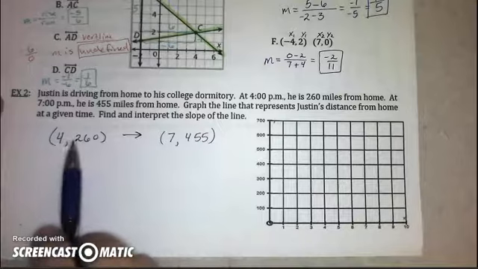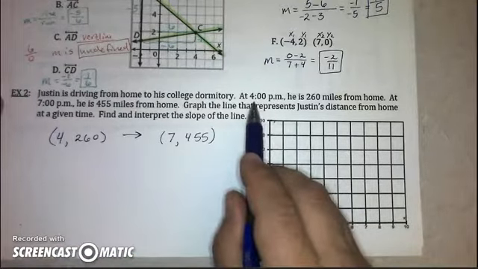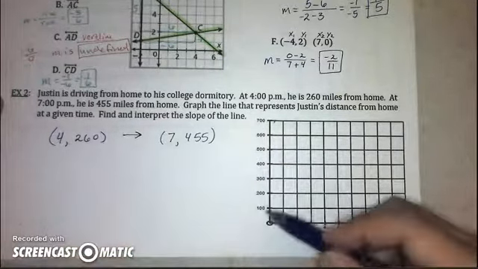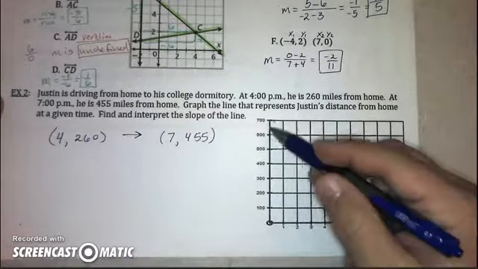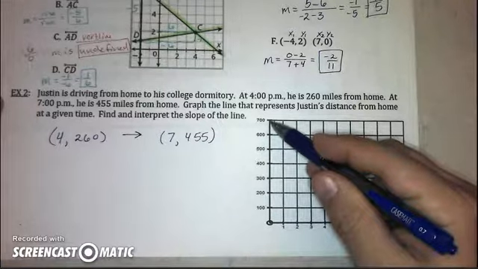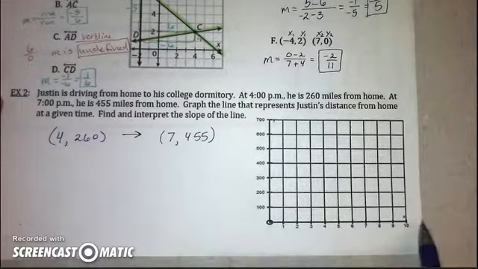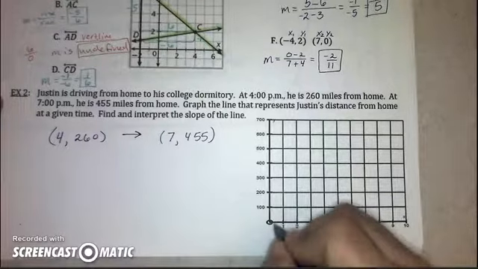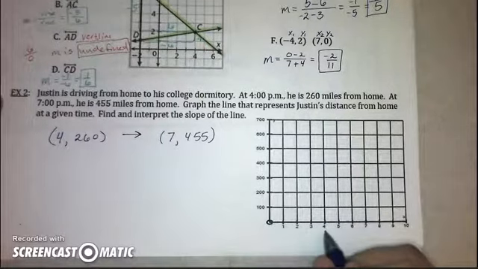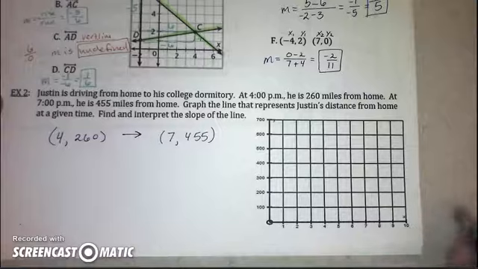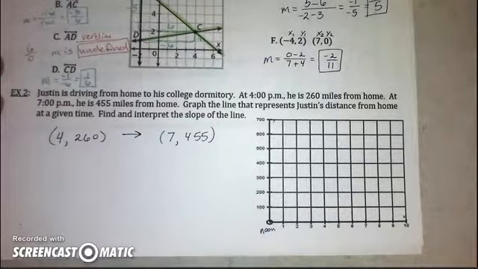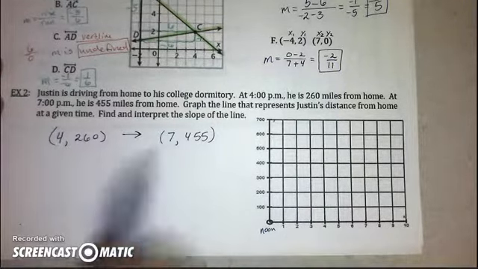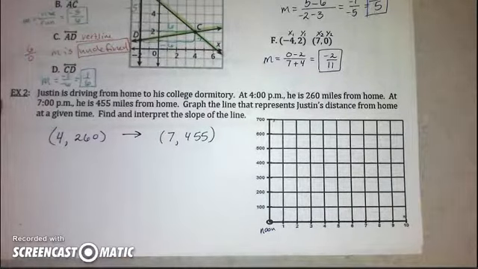Alright, and that essentially gives me two ordered pairs. At 4 p.m. he's 260 miles from home, so this y-axis represents your distance from home, 0 being home, 700 being the furthest possibility away from home. And the x-axis represents the times after noon. This would be 1 o'clock, then 2 o'clock, 3 o'clock, 4 o'clock, all the way till 10 o'clock in the evening. So that 0, 0 represents noon and being at home. All right. So what we want to do is plot these 2 points on the graph, which should look something like this.